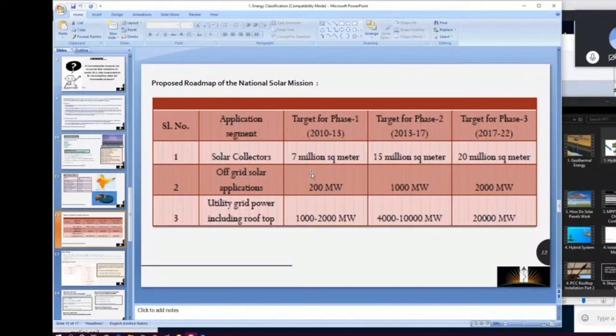Even rooftop, yes sir. Rooftops can be used for installing solar energy, which can be integrated into the grid, which is called grid tied solar power plants.